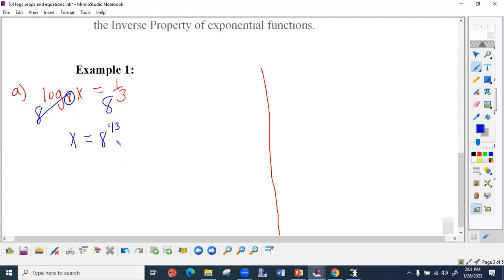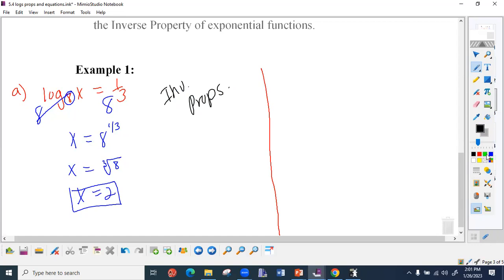Okay, back in Algebra 2, we learned that if I have a number raised to a rational power, that means I'm taking the root of that. So x equals the cube root of 8, and the cube root of 8 is 2. So my x equals 2. Okay, so that's an example using the inverse property. So what did we use here? We used the inverse properties.